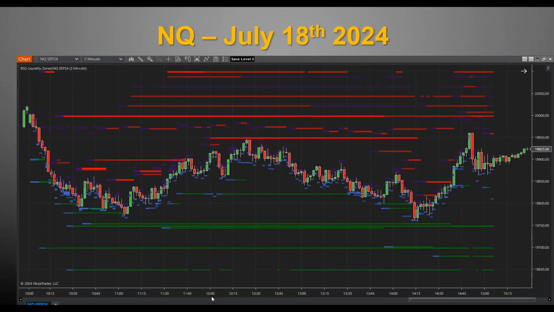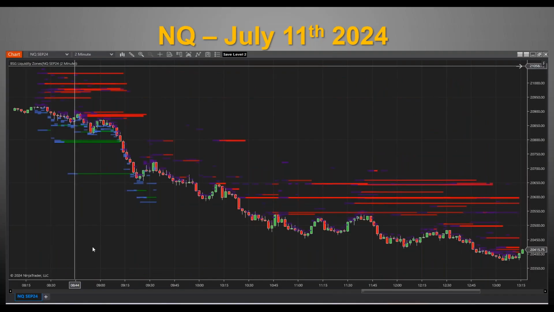Okay, this is NQ on July 18th. I want you to look at how the price bounced, and then liquidity sweep here, bounce right here, and then liquidity sweep right here, and then breakout right here. Those behaviors, even though it's a choppy day, if you follow those kinds of patterns, repeatable behaviors, you'll be able to see those trading opportunities.